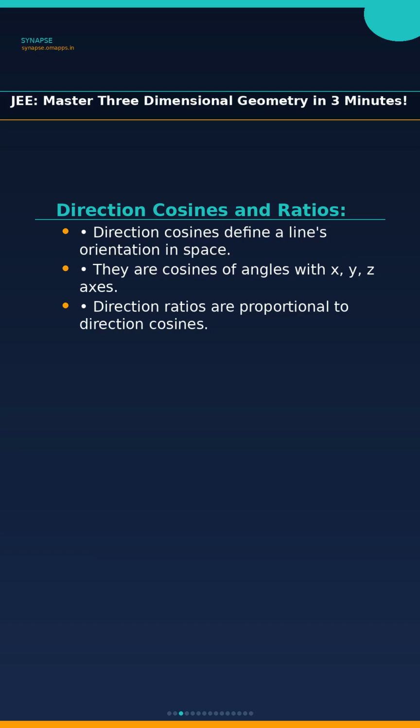Think of it this way, direction cosines help us define a line's orientation in space. They're basically the cosines of the angles the line makes with the x, y, and z axes. Direction ratios, on the other hand, are proportional to these direction cosines.